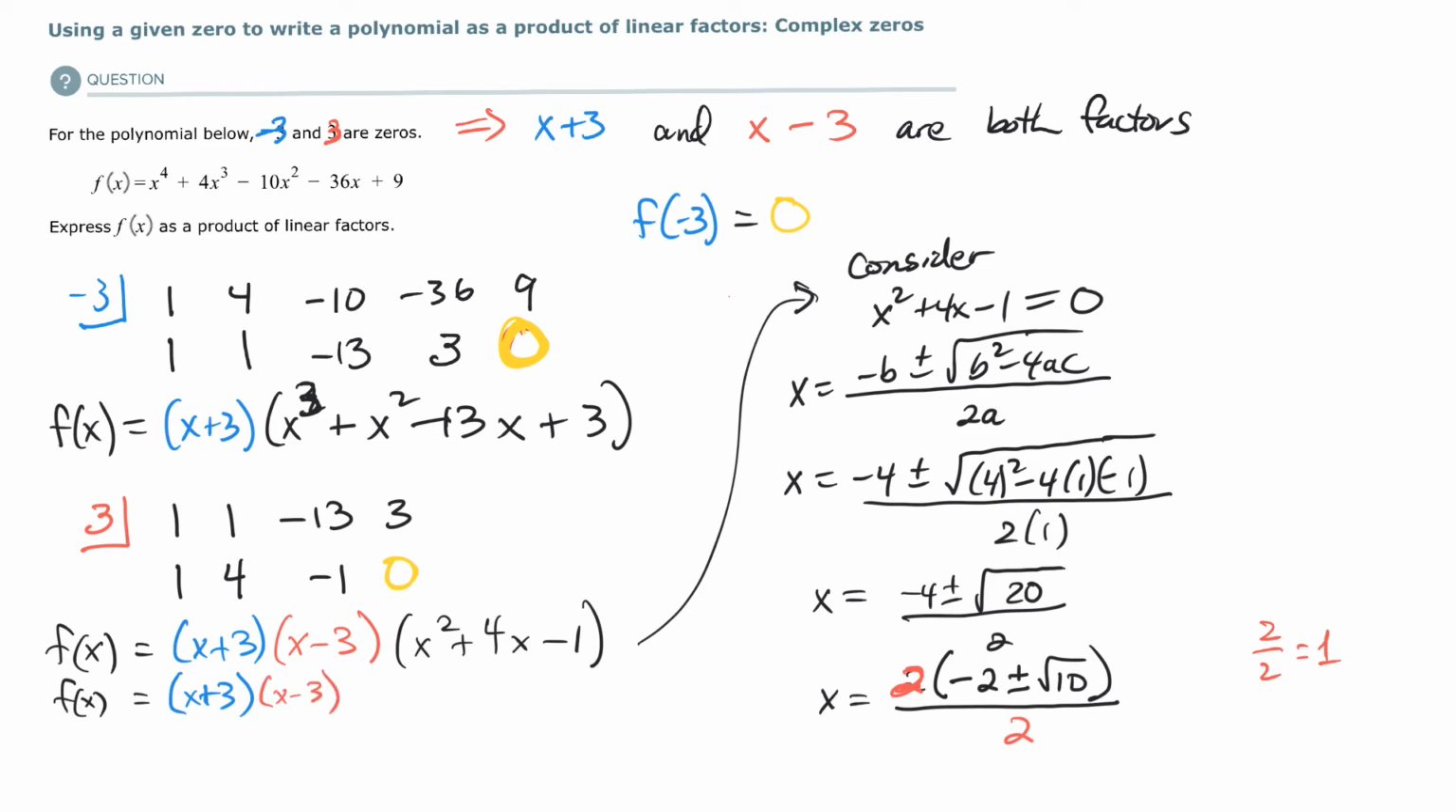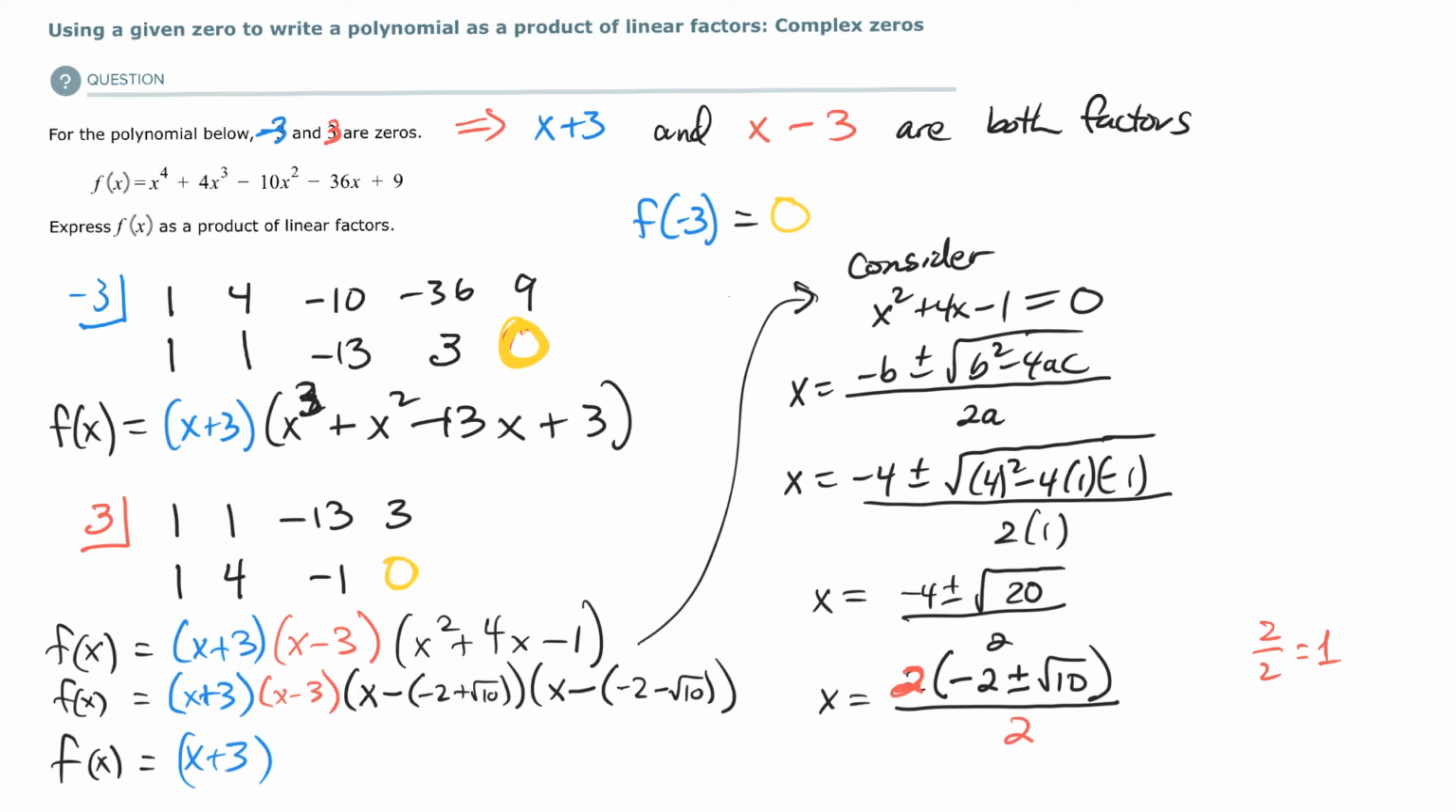The next one was a quadratic factor. We're going to break that into 2 linear factors as well. So we're going to write x minus, in parentheses, negative 2 plus root 10. Put another parenthesis. Then we write x minus, parentheses, negative 2 minus root 10, parentheses. Now, one more simplification, and it will look very nice and pretty.